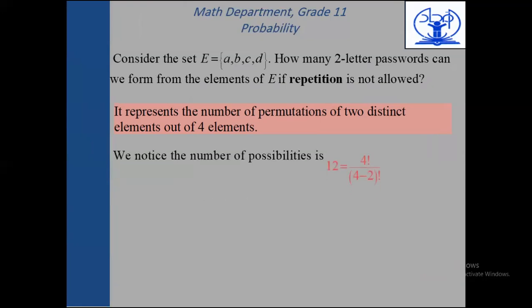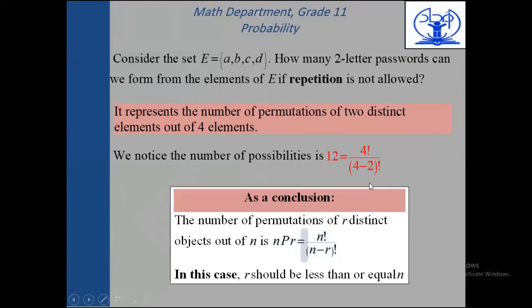We notice that actually 12 here can be seen as 4 factorial over 4 minus 2, where 4 is representing the total number of elements, and 2 here represents the number of elements that you are permuting. As a conclusion, this has its own formula, and it's found there on your calculator.